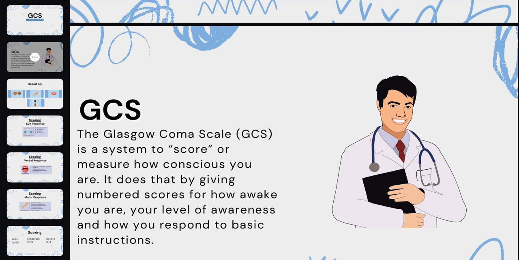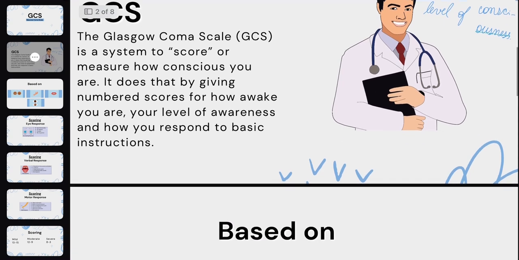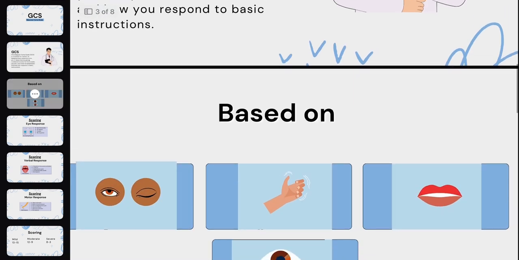GCS is nothing but an assessment. It is an assessment to measure our level of consciousness. So basically, by performing this test, we are examining our brain, mainly the central nervous system, about how awake we are. So what are the criteria or the factors that this test depends upon?